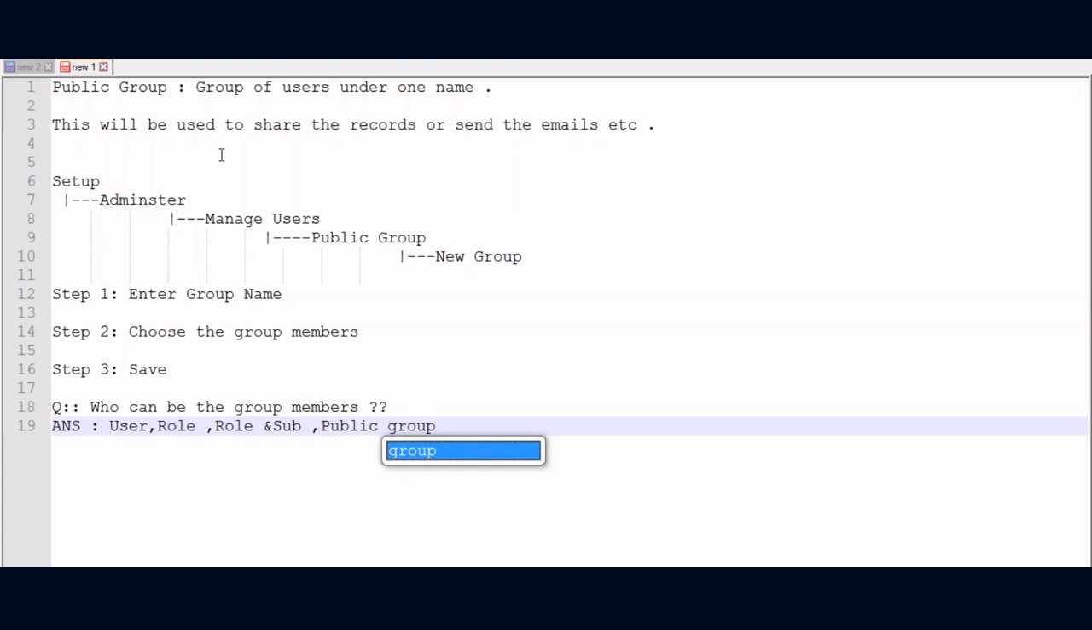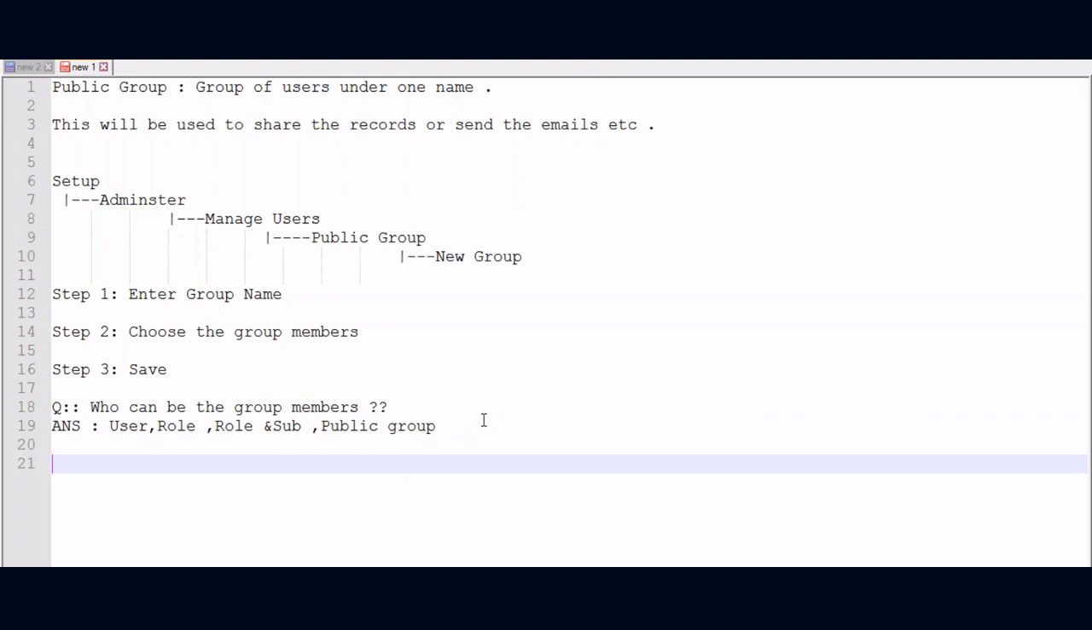Now, let us see the next. We are trying to understand queue. Queue is the next concept. What is a queue? Queue is nothing but group of users under one name. Now, listen to the point. Owner of the record can be a user or a queue.